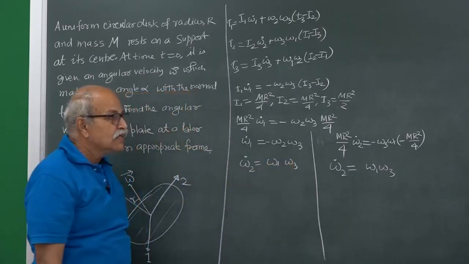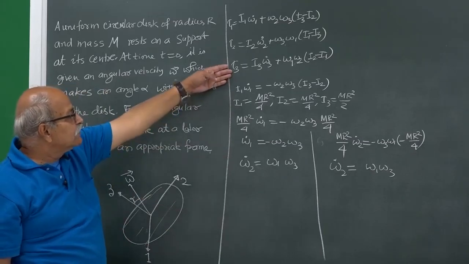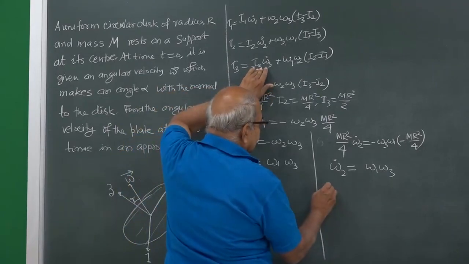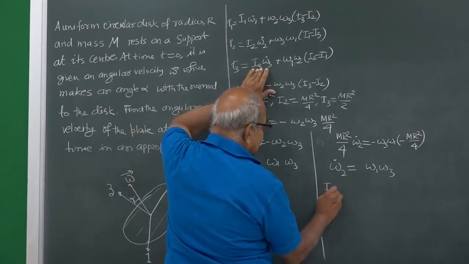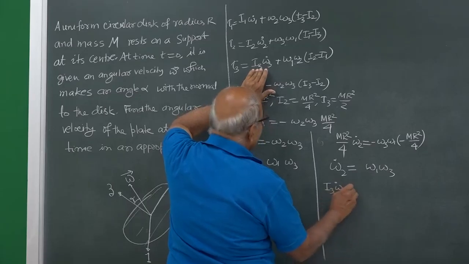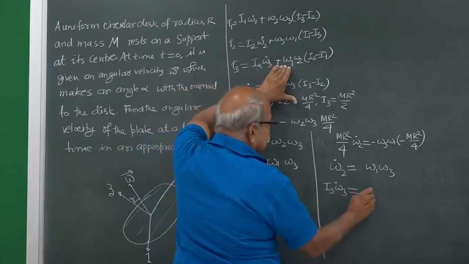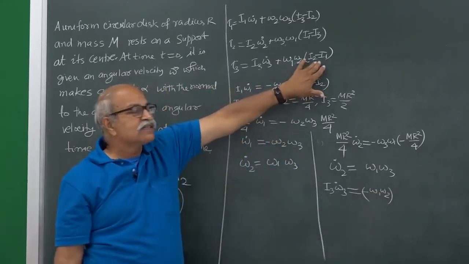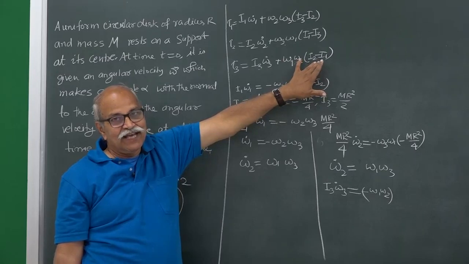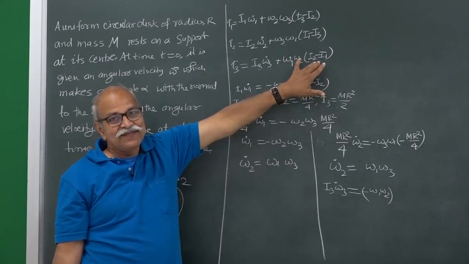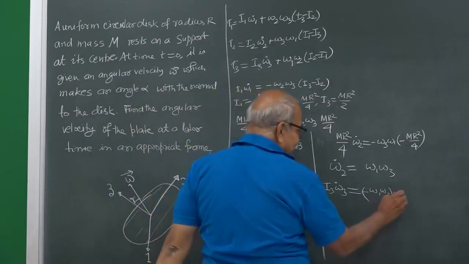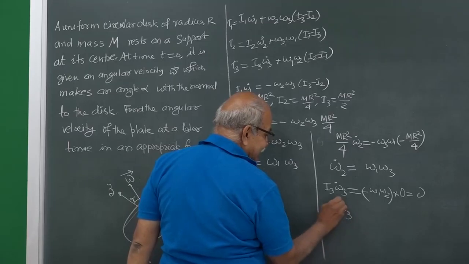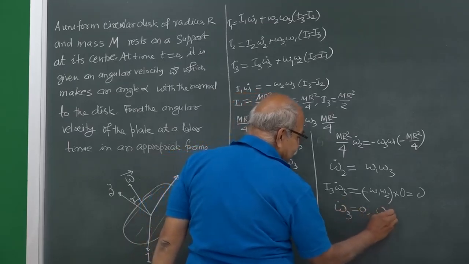And the third equation is tau 3 is equal to 0. So, this is negative of that. So, I3 omega 3 dot is equal to negative of omega 1 omega 2 into I2 minus I1, and I2 and I1 are equal, and therefore this is 0. So, this is 0, and hence omega 3 dot is 0 and omega 3 is constant.